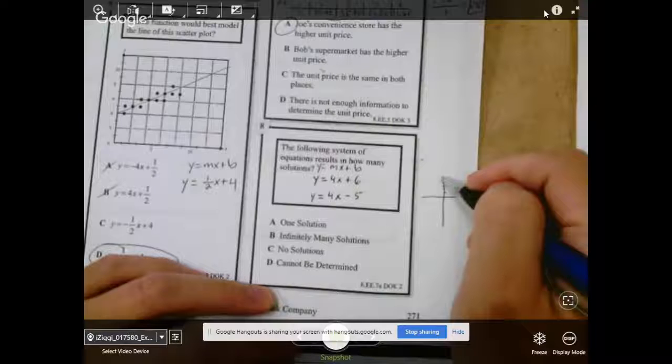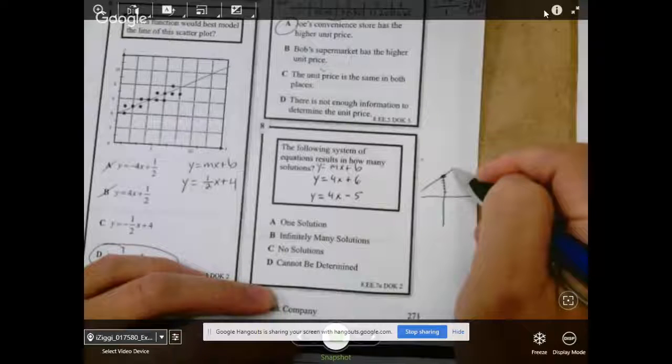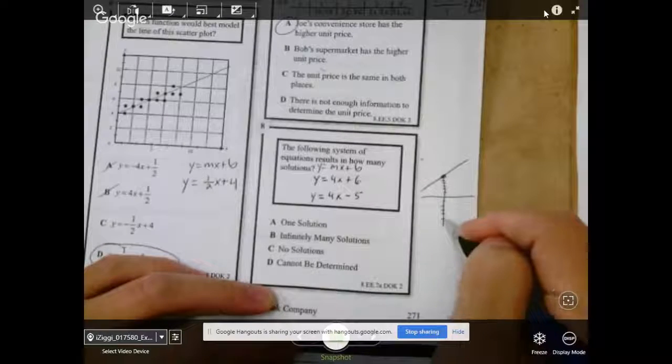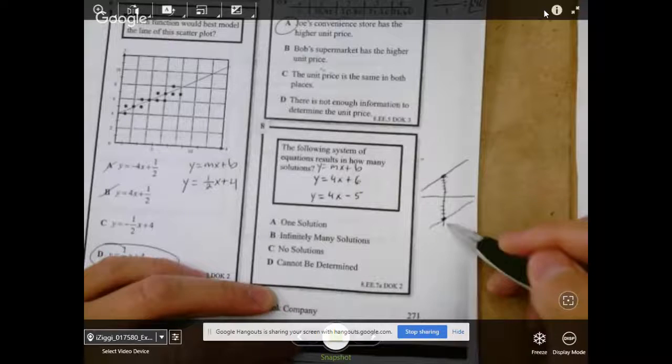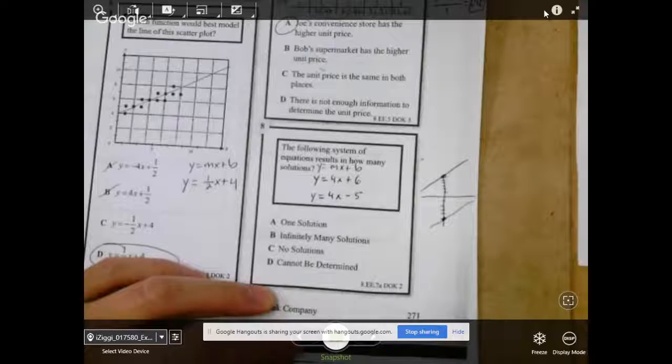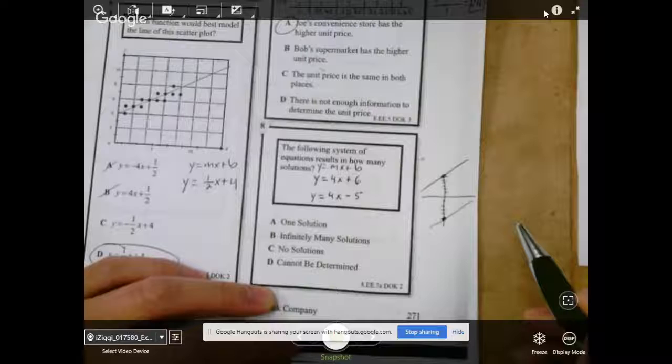1, 2, 3, 4, 5, negative 5. The y-intercept here is negative 5. The slope is 4, up 4 over 1. Exact same slope, but two different starting points. The solutions are where the lines touch. These lines will never touch. These are parallel lines, so there will be no solution.